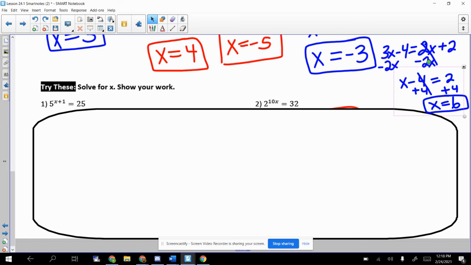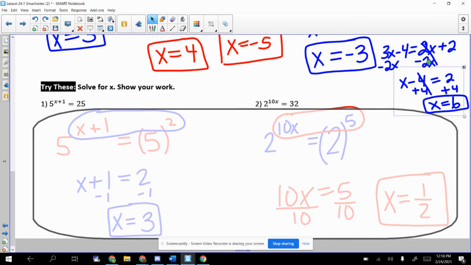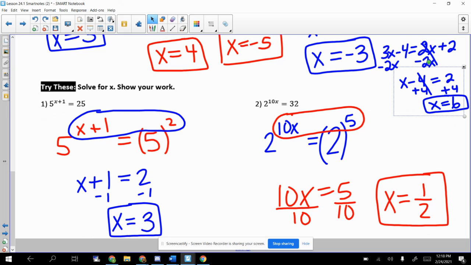And then hopefully you paused, and now go ahead and check your work. So for the first one, you had 5 to the x plus 1 equals 25. So 25 you should have rewritten as 5 squared. Then they have the same base, so you set x plus 1 equal to 2, the exponents, and you solve for x. Oh, that's wrong. That should be x equals 1. I added instead of subtracted. So 2 minus 1 equals 1.